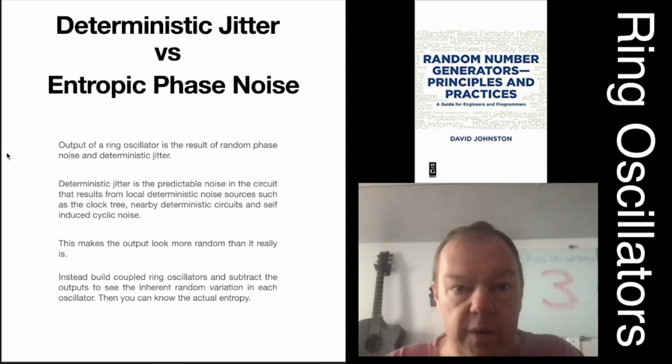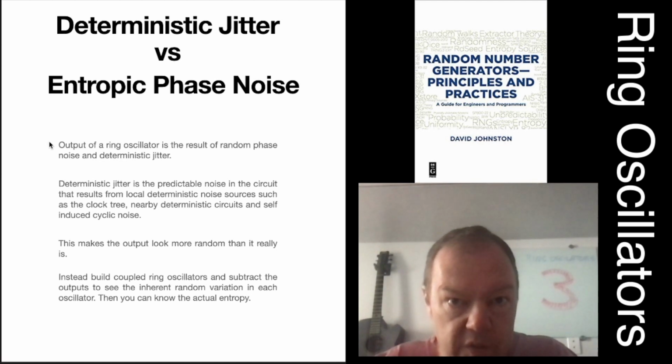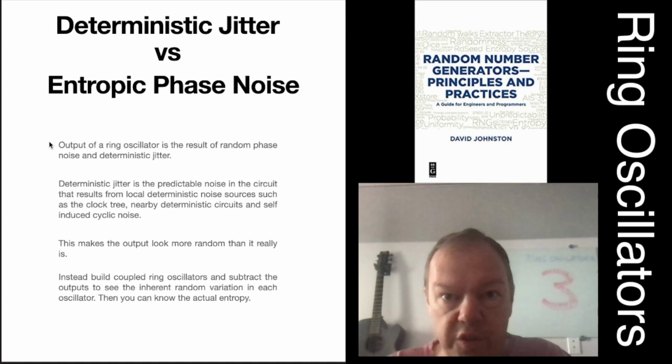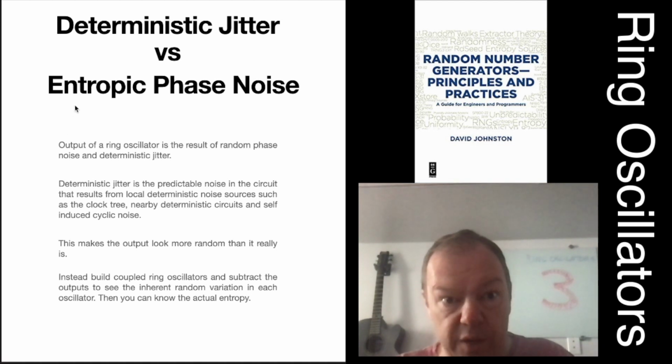There's another thing going on here. Now I've just given a wall of text here because I couldn't think of a pretty diagram, but deterministic jitter versus entropic phase noise. What we're trying to get entropy from is the entropic phase noise. So there's electrical noise causing the cycles of the oscillator to be longer or shorter on each cycle, and that's random, and we're trying to accumulate that phase noise to get a single bit of randomness with high entropy.